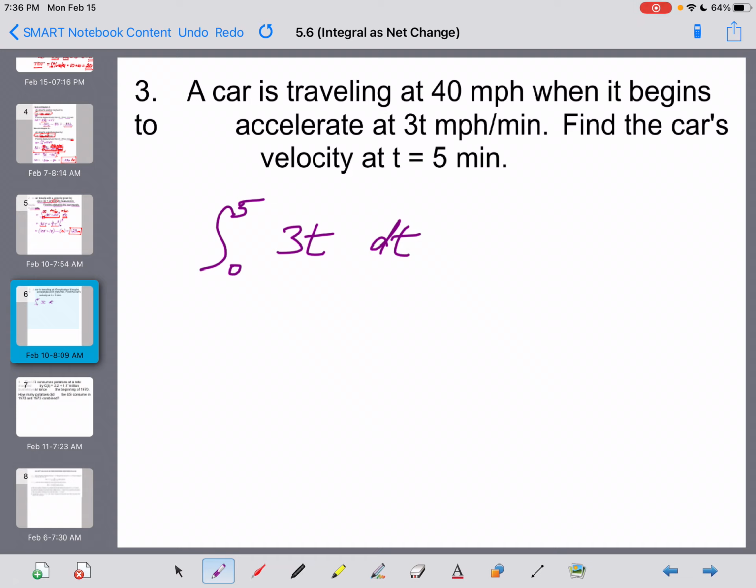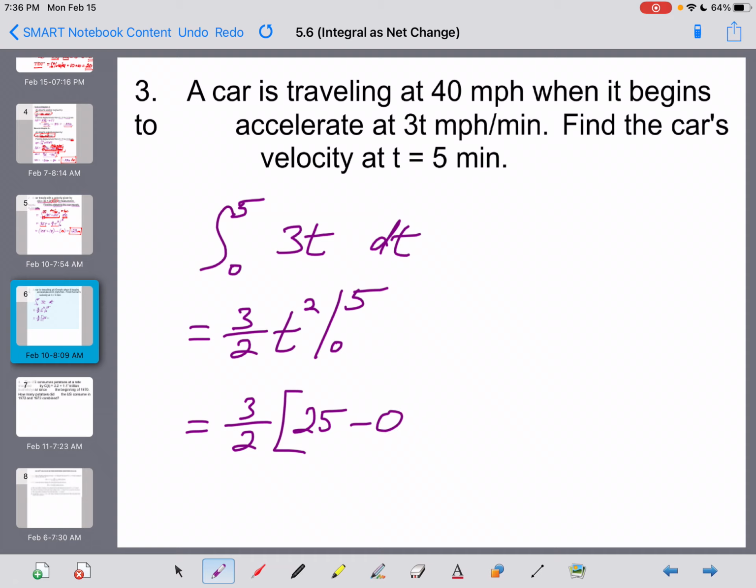Integrating or anti-differentiating the 3t is going to get us a 3/2 t squared evaluated from 0 to 5. Okay, all right, so I always like then to leave the 3/2 alone out in front, and then in brackets, 5 squared, of course, is 25, minus the 0 squared is 0, and that's going to get us, not perfect, 75 over 2, or 37.5. Let's talk units. 3t right here was measured in that goofy unit now of miles per hour per minute.